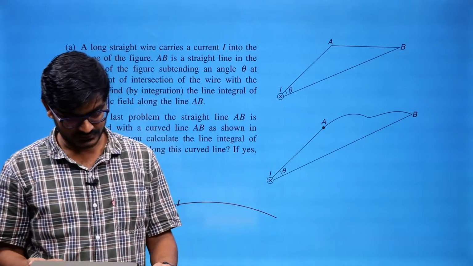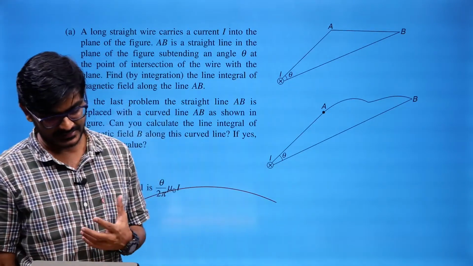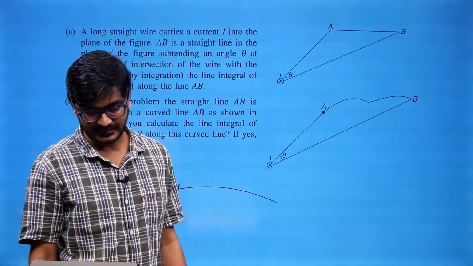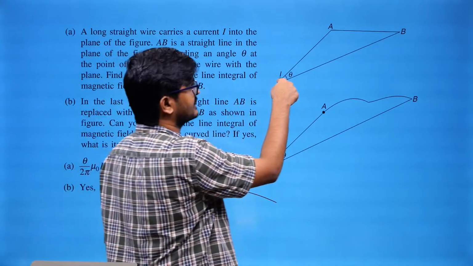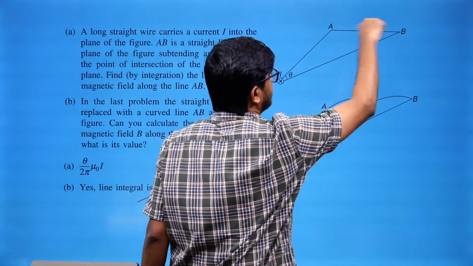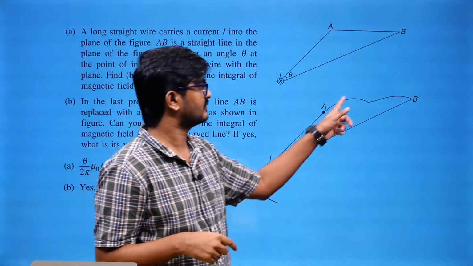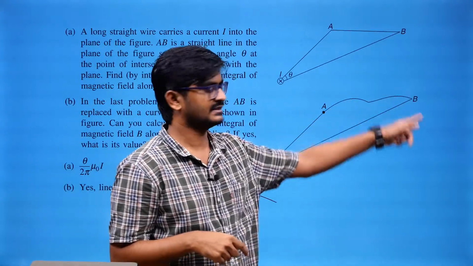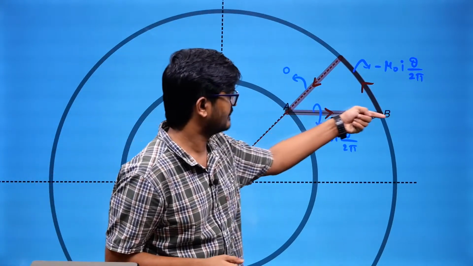Now the next question goes like, a long straight wire carries a current I into the plane of the figure. AB is a straight line. Whatever it is, there is a current carrying wire here, and you need to find integral B bar dot dl bar along this line. Similarly, the next question is to find integral B bar dot dl bar for this one. So I am going to take the first figure, where you have to find integral B bar dot dl bar for this wire.